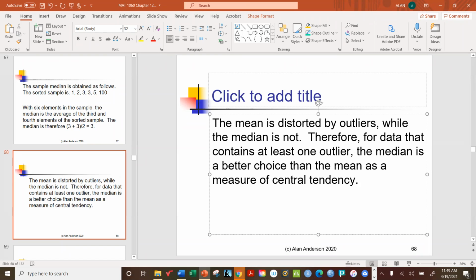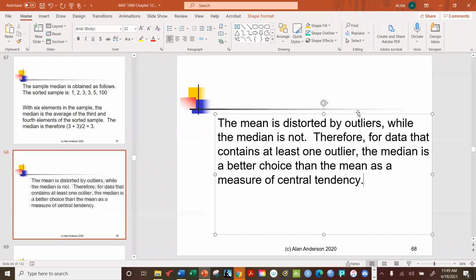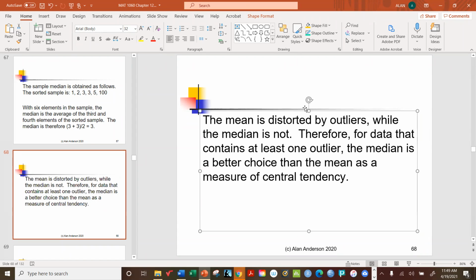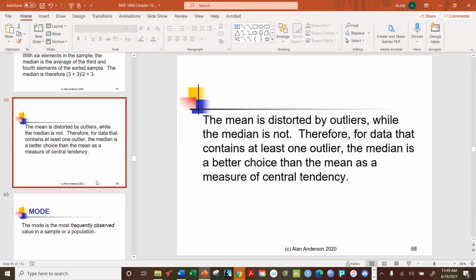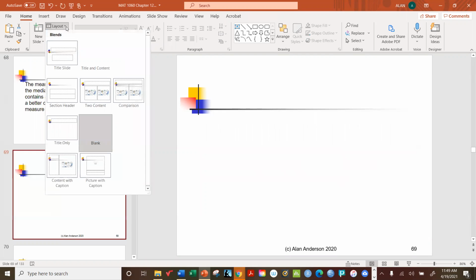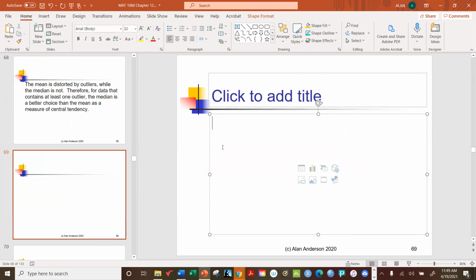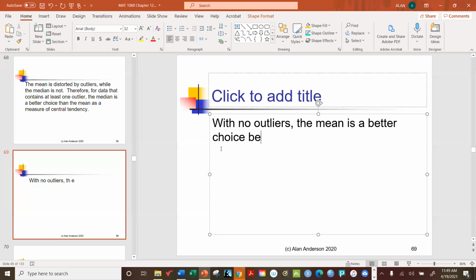Okay, although I would like to add to that, it turns out though that if there aren't any outliers, then normally we use the mean instead. So we really only need the median when the data contains an outlier or outliers. It goes a little beyond this class to explain why, but with no outliers, the mean is a better choice because it has more convenient mathematical properties.